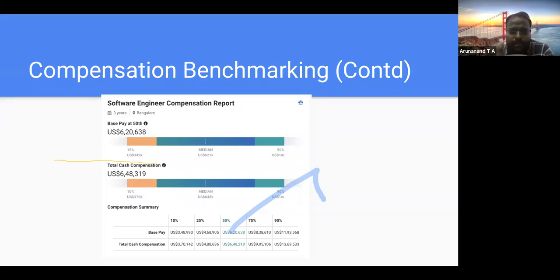Basic pay at 58 at median. If you look at median, it is $621,000 that is being paid. Okay. And this is the total cash compensation, because as I said, compensation is not only cash, it may have variable pay also. So in some cases, total cash compensation may be higher than the base pay, etc., etc. So this is the 50th percentile, 75th, 90th percentile, etc., etc. This is the report that you get, and now you have to decide how much you should pay.